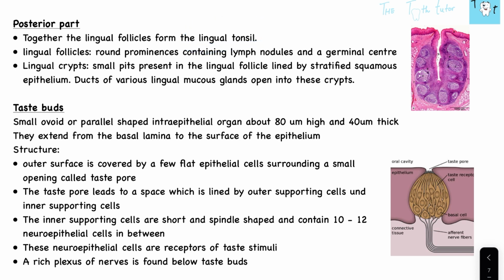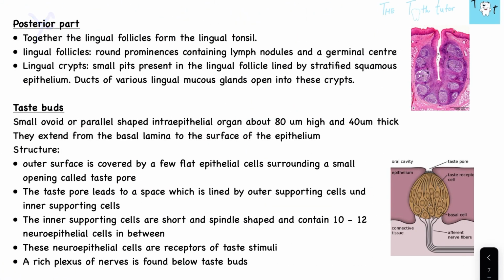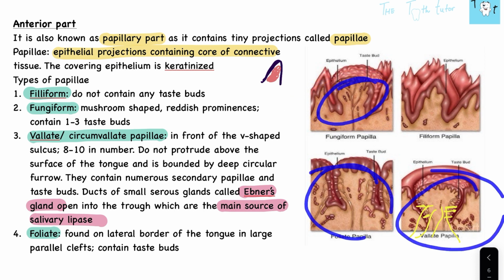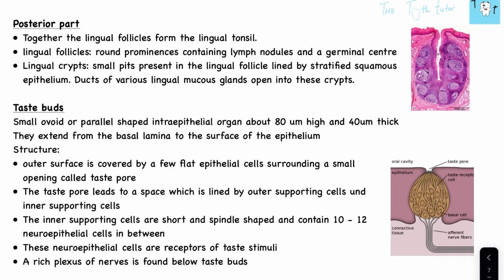Okay, this is not very much important. The main part was the anterior part. Okay. Now coming to another important topic, that is the taste buds. So we know that these filiform papillae, and not the filiform papillae but the fungiform papillae, foliate papillae and circumvallate papillae, they contain taste buds. Okay, so we have to discuss the structure of these taste buds as well.